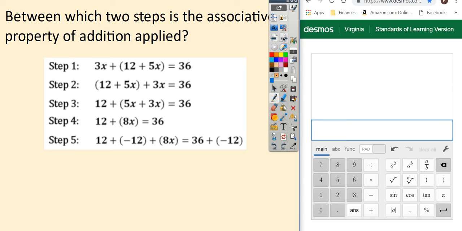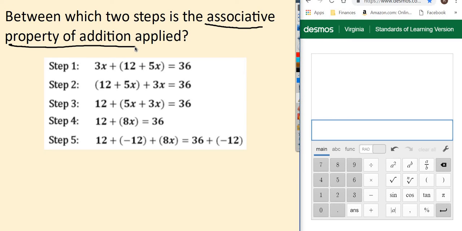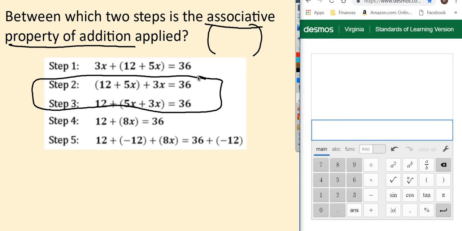It says between which two steps is the associative property of addition applied? So let's see, where's the associative property of addition? Associative means that my parentheses have moved. Up here, they have a switch. 3x goes from the beginning to the end, so that's actually commutative. Between 2 and 3, we've got parentheses around the 12 plus 5x, and then they move to be around the 5x plus 3. So right here is where we see the associative property of addition.